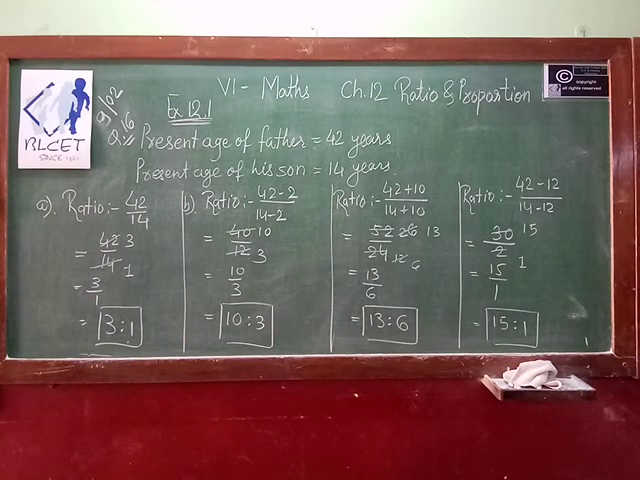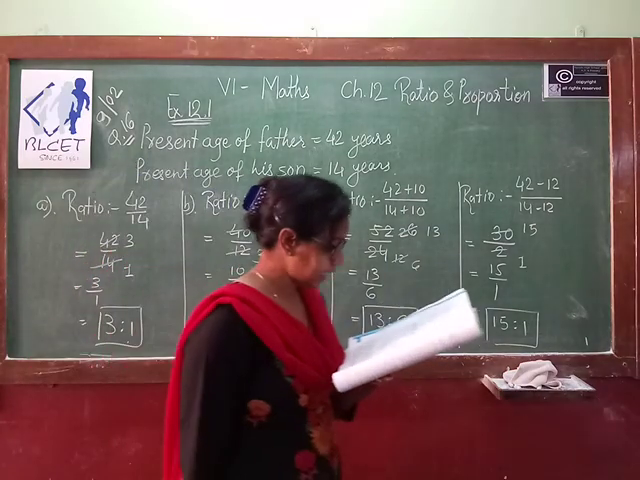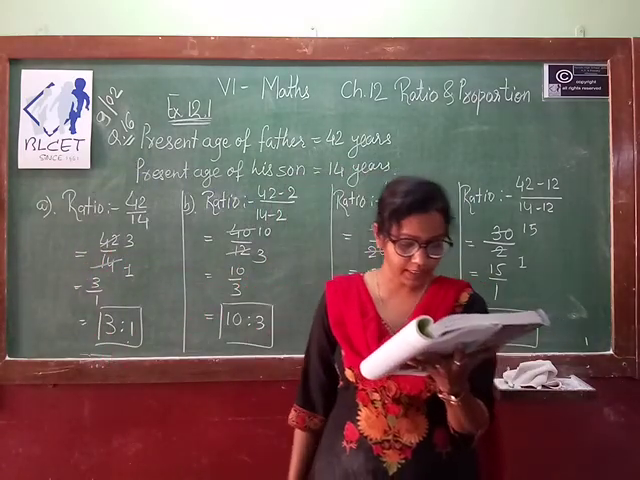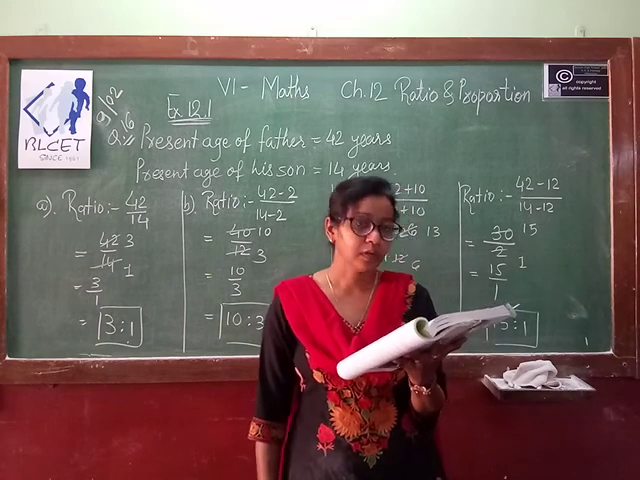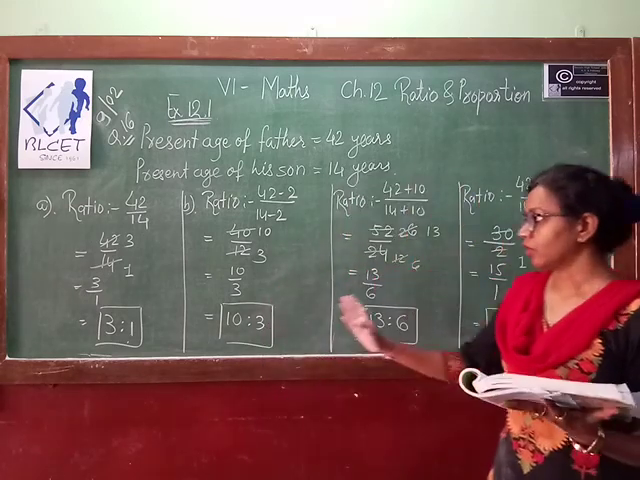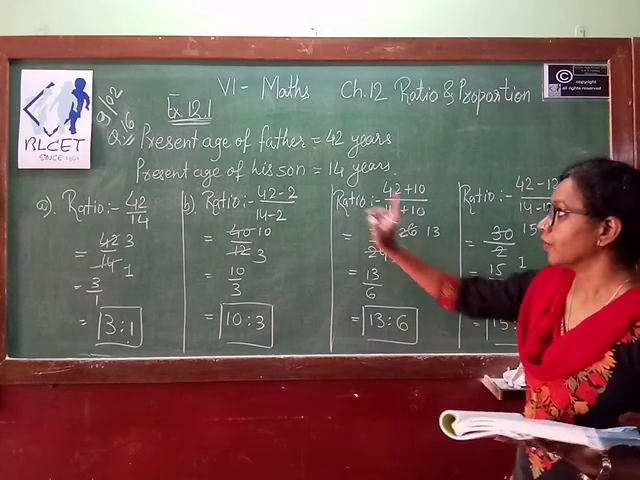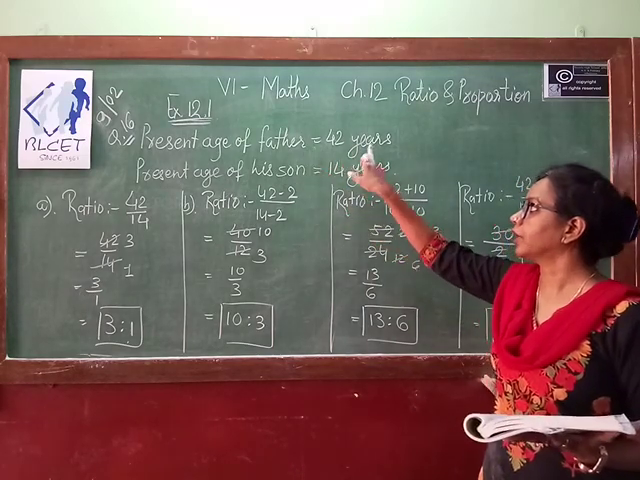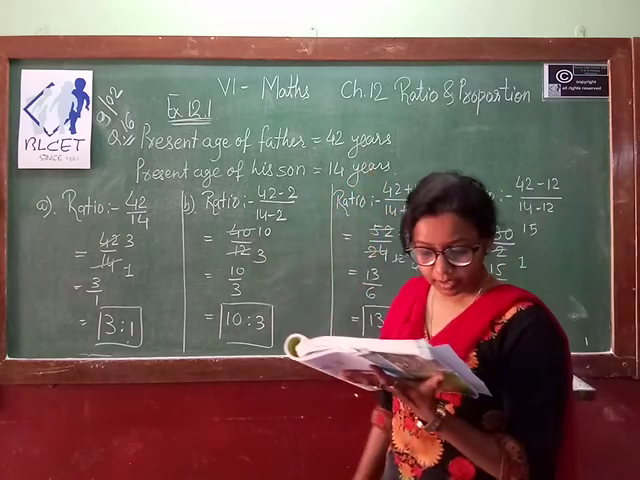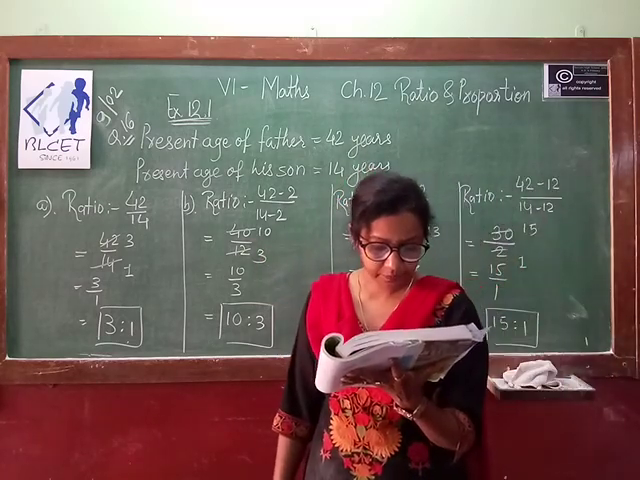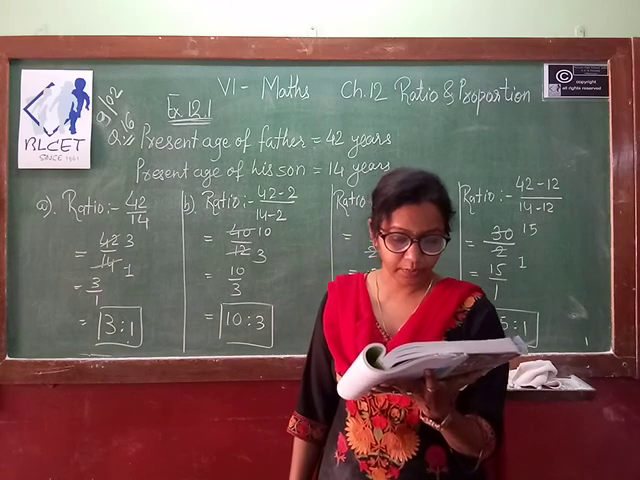Now see the last question, question number 16. The question is, the present age of father is 42 years and that of his son is 14 years. Find the ratio of... Okay, so I have solved all the parts. So what is given? The present age of father is 42 years and the present age of his son is 14 years. So our first question is, find the ratio of the present age of father to the present age of son.